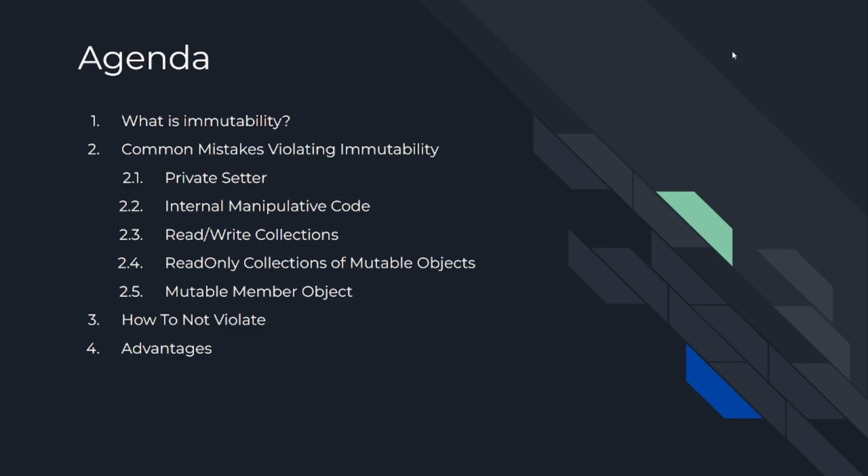So today's agenda is: number 1, what is immutability? Number 2, common mistakes violating immutability, in which we will see private setter, internal manipulative code, read or write collections, read-only collections of mutable objects, mutable member object. Number 3, how to not violate, and number 4, advantages.